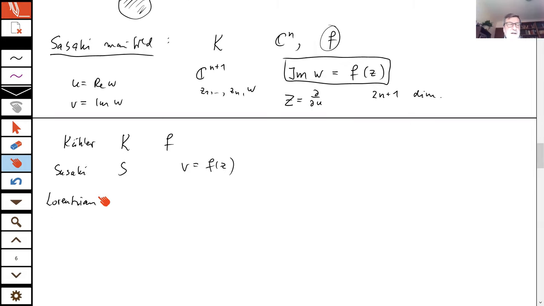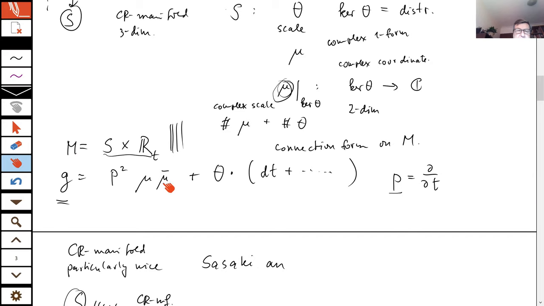Okay. So also here I work locally. I assume I have a Kähler manifold. I assume I have some Sasaki manifold over that. Everything can be local, also the fibers can be local, and a Lorentzian manifold M on that, and now, well, our metric is something like this. I have my Kähler metric, so you remember what we started with. So this part here is in fact a Kähler metric on C.